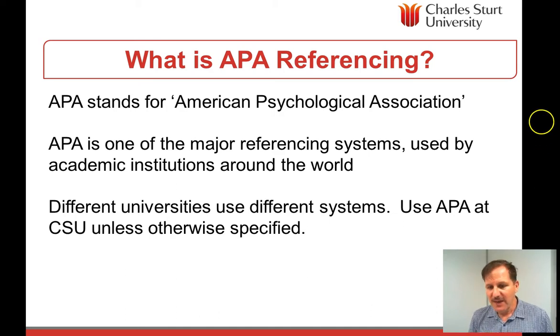So what is APA referencing? APA referencing is the style of referencing that's used here at CSU, and it stands for American Psychological Association. APA is one of the major referencing systems used by academic institutions around the world. It's mostly used in social science and business, accounting sort of professions. Different universities use different systems, but here at CSU, you use APA style unless otherwise specified.